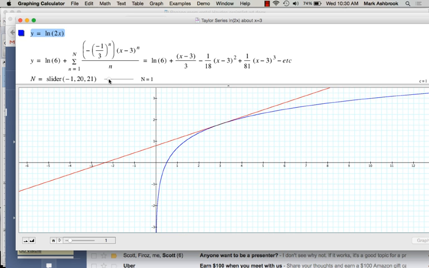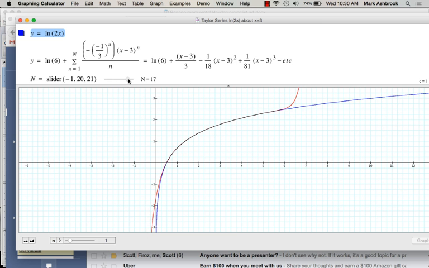Notice it's really accurate where? Centered at 3. It's really accurate right here at 3. With each additional term that I add, I get more accuracy away from 3. More and more derivatives are correct at 3, working away from 3. All right, so the blue one is the right one.